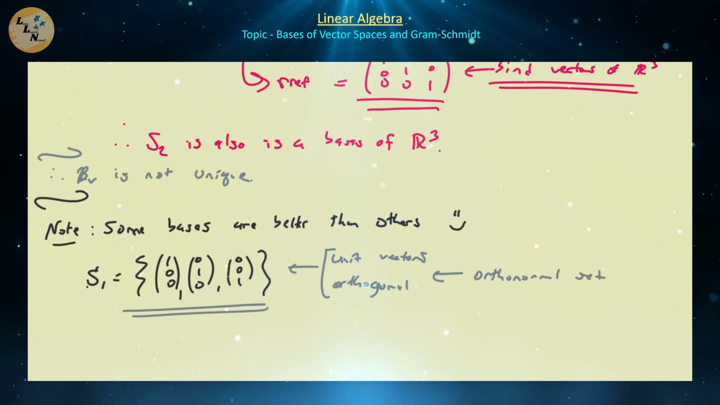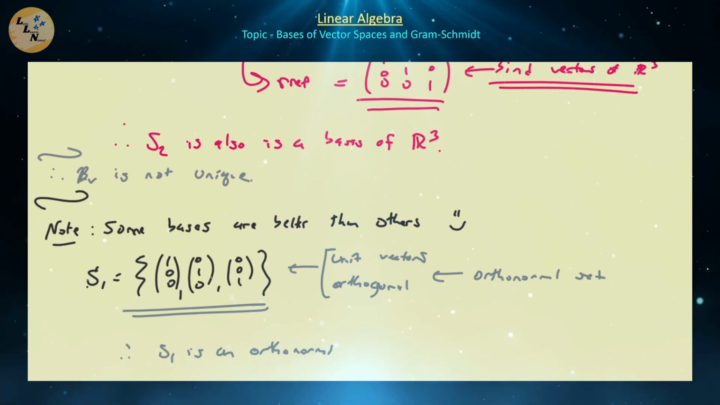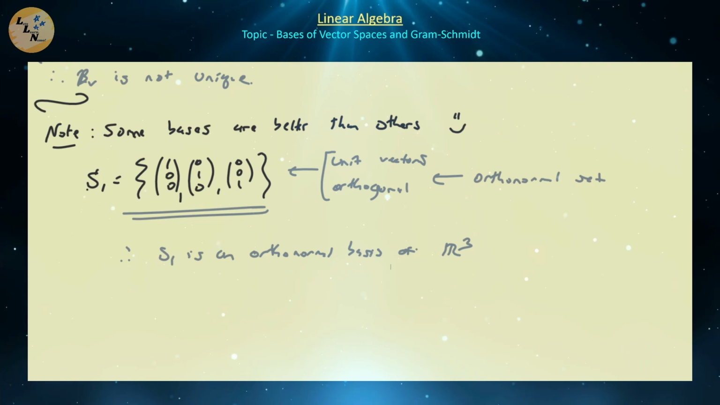And since we already know that S1 is a basis for R3, that means we have that S1 is an orthonormal basis of R3, right? So what's so special about an orthonormal basis? Well, if you think about what a basis means, the span of these vectors is equal to R3. That means every vector in R3 can be represented as a linear combination of these vectors, right?